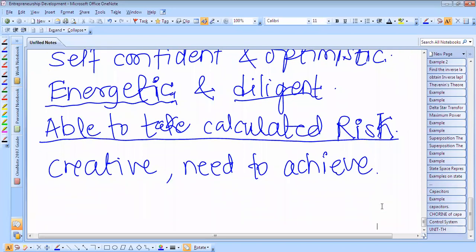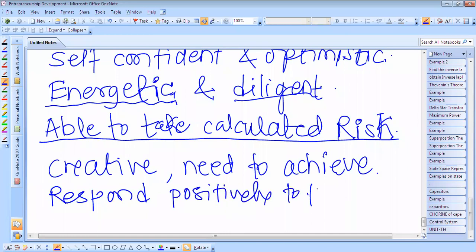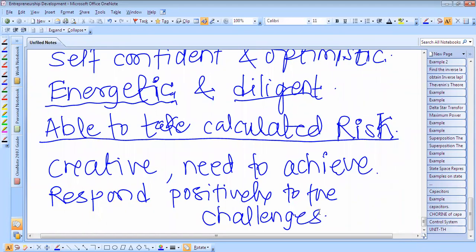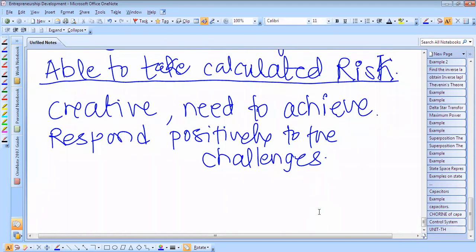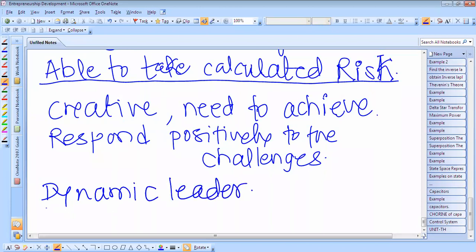Next, he responds positively to challenges. Sometimes people do not face the challenges because they think there are challenges, and therefore they never overcome them and cannot create anything in their life. So the people who respond positively to challenges, who face the challenges and overcome them, these are the characteristics of successful entrepreneurs. And he is also a dynamic leader. That is also one of the characteristics of successful entrepreneurs.